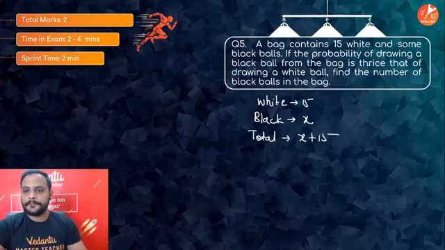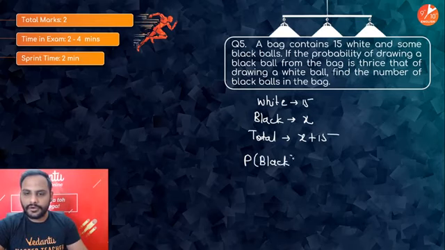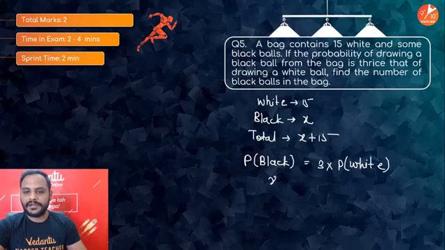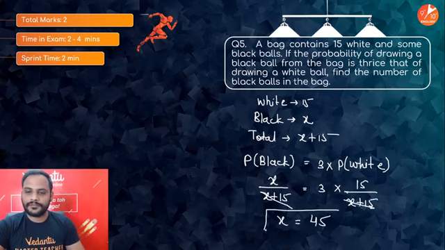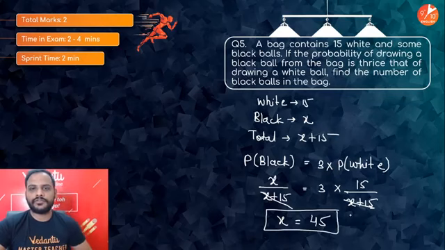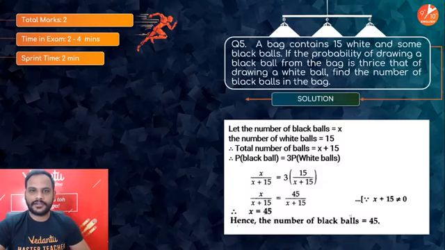Then they are saying the probability of drawing a black ball is 3 times the probability of drawing a white ball. Probability of getting a black ball will be X balls out of X plus 15, equal to 3 times the probability of a white ball, which will be 15 balls out of X plus 15. X plus 15 and X plus 15 got cancelled. X is equal to 3 into 15, 45 balls. So there are total 45 black balls. So easy question. There are total 45 black balls.